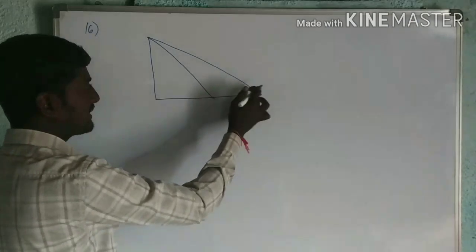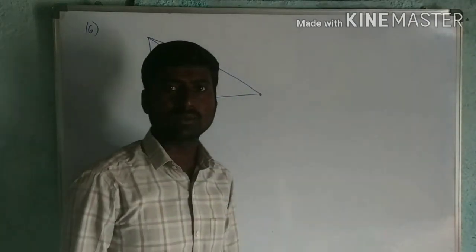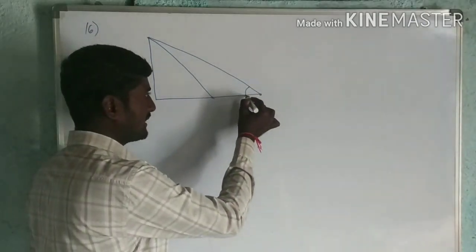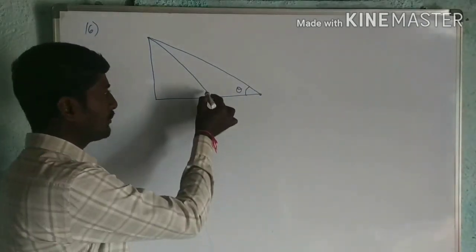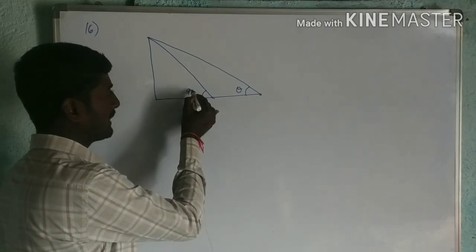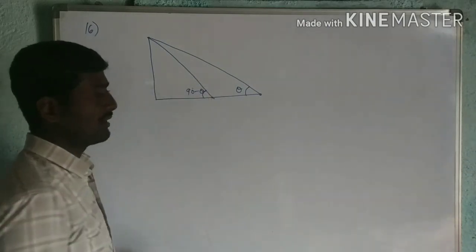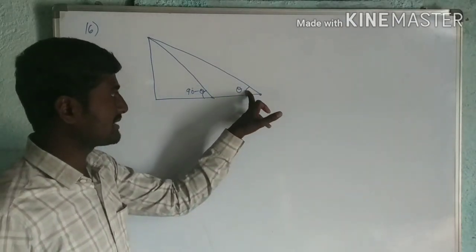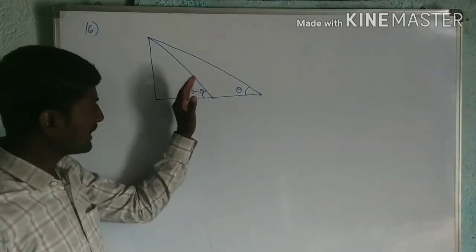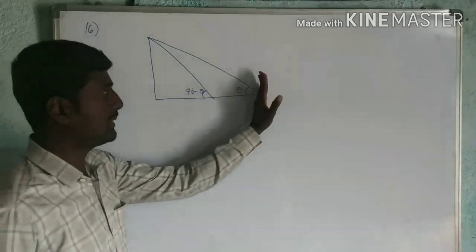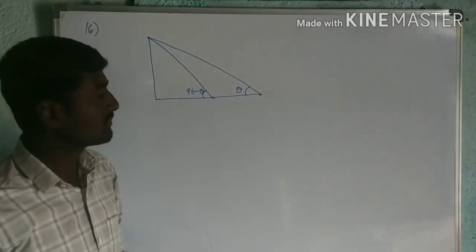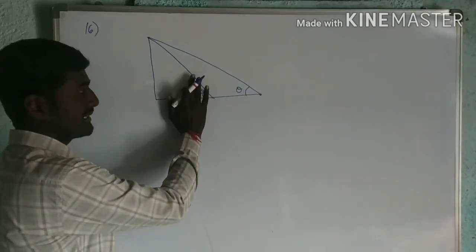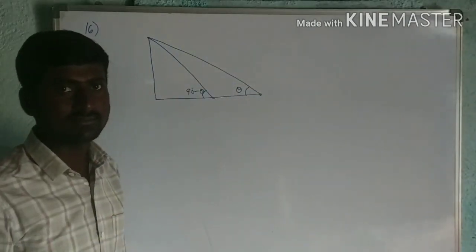So these 2 angles are complementary. Complementary angles means the sum of 2 angles is 90 degree. If I take this as angle theta, then this angle will be 90 degree minus theta, because the sum of these 2 angles is 90 degree. You can take any one way. If I take this as x, this will be 90 minus x.